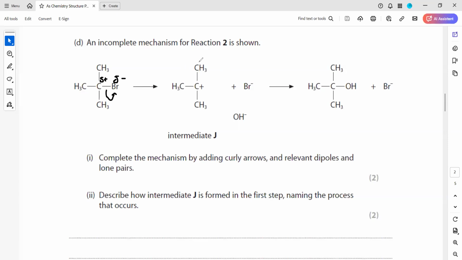Then this forms a carbocation. It's a tertiary carbocation, which is more stable. And now the OH with a lone pair will attack this carbocation. As a result, it will form an alcohol and a bromide ion is released. That's how we complete this mechanism.